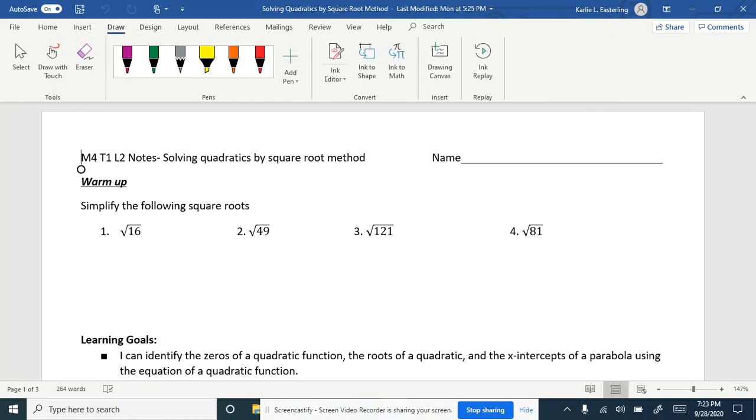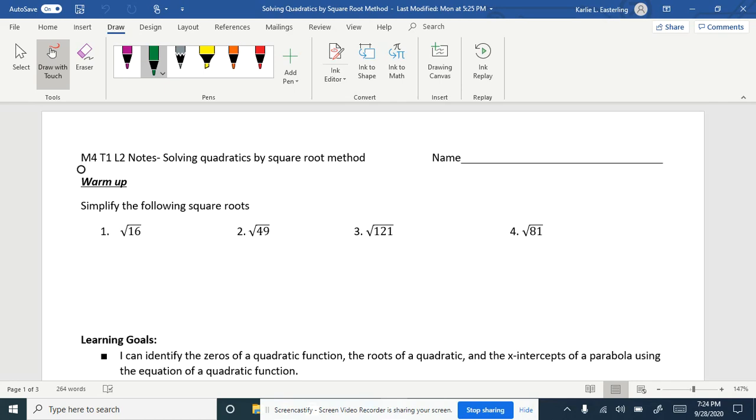All right. But today we are going to be solving quadratics by the square root method. So your warm-up is to simplify the following square roots. These are perfect square roots. You should know them by now. If not, you should probably try to learn the perfect square roots, especially if the number's up to like 15.